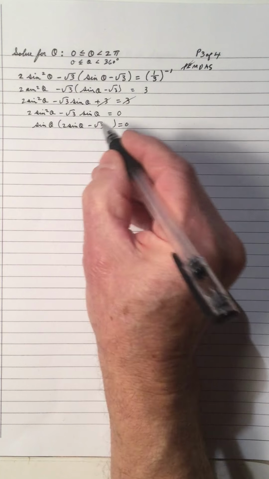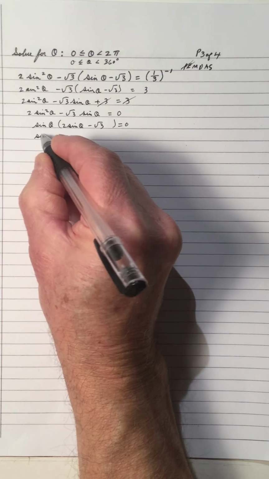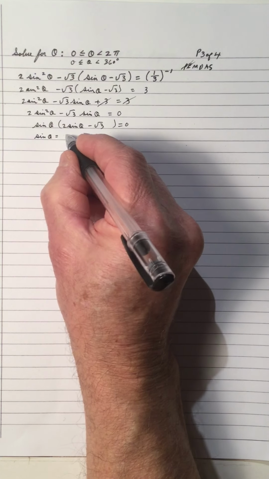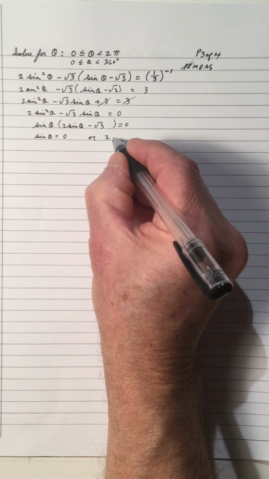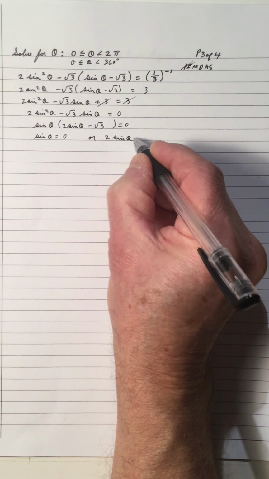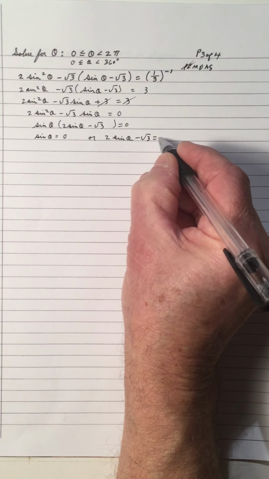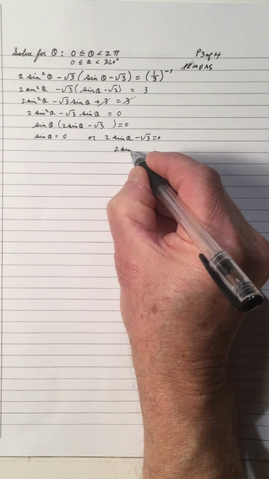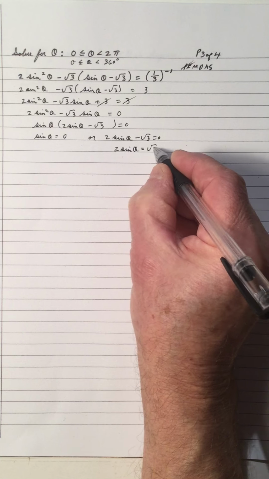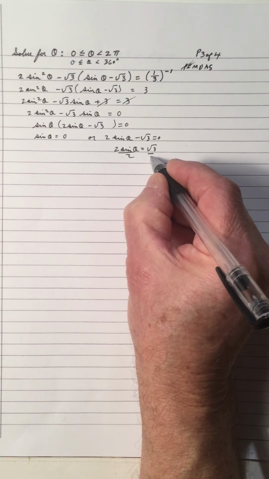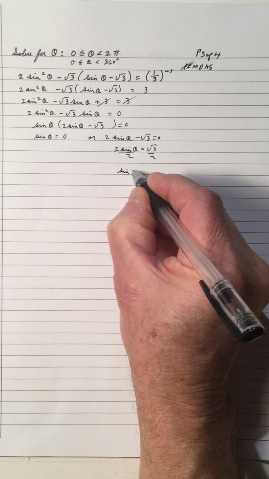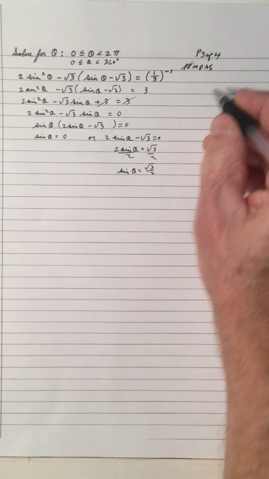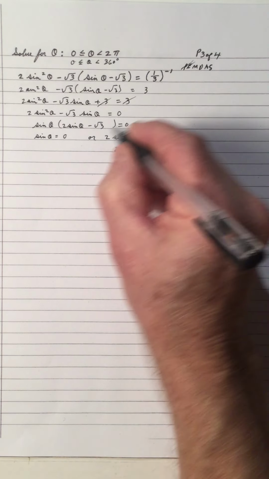Again, we got a quadratic, so we got 2 possible sets of answers. Sine theta is equal to 0, or 2 sine theta minus root 3 is equal to 0. This one is already solved, so let's solve this one. 2 sine theta equals positive root 3, divide by 2. So sine theta equals root 3 divided by 2. And we have sine is equal to 0.